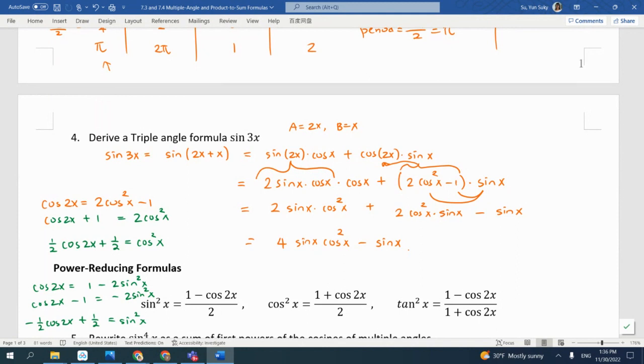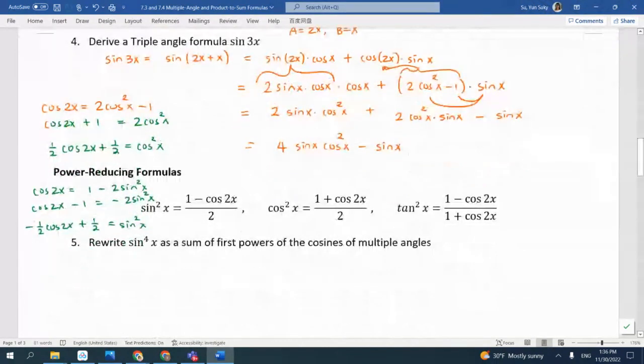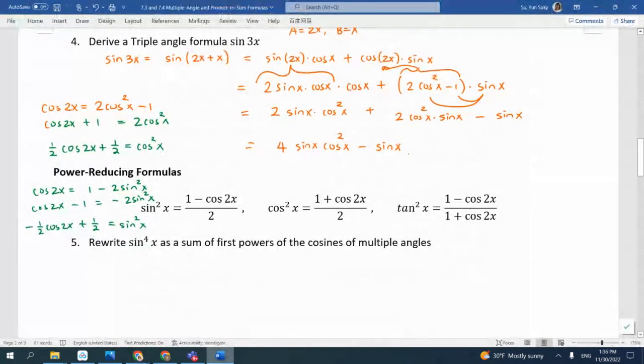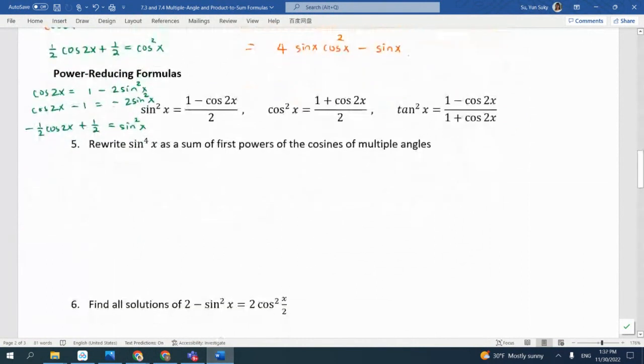So this is the power reducing formula. They are derived from the double angle formula. And that's why in the final formula sheet, I didn't give you that, because you can derive it from here. Is that clear, everybody? You can derive it from these two double angle formulas. And then the tangent squared is just sine squared over cosine squared. That's why I get that.